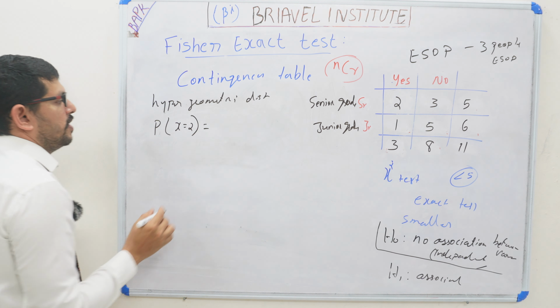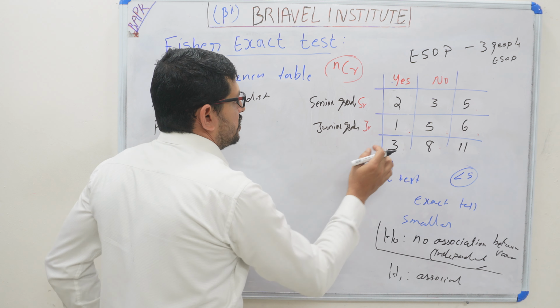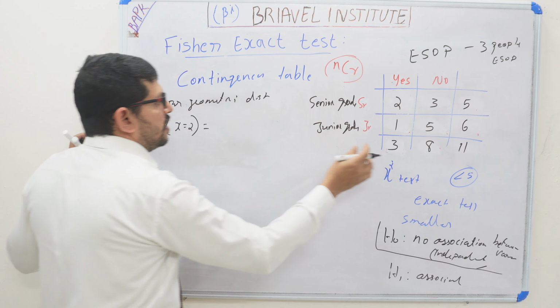What is the probability of S is equal to 2? So we know that here our equation is NS1Y1. This is the formula.